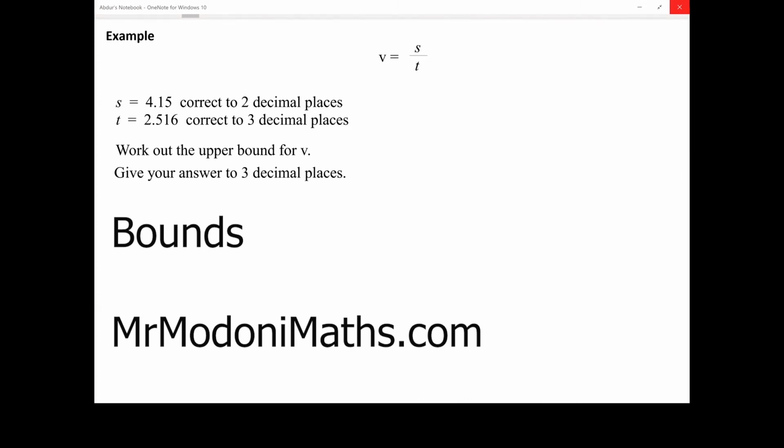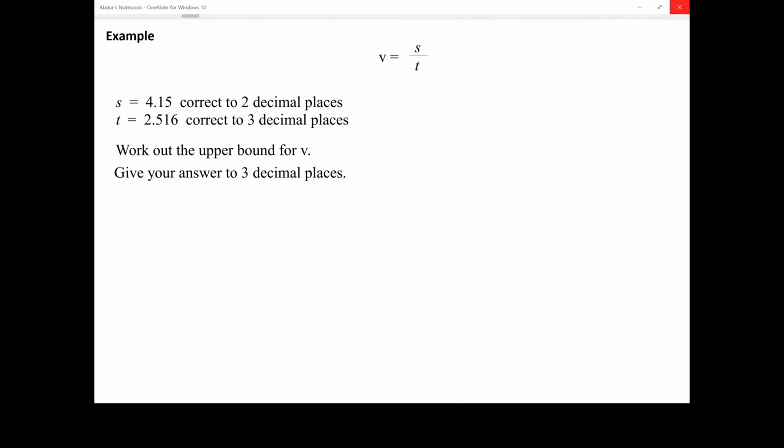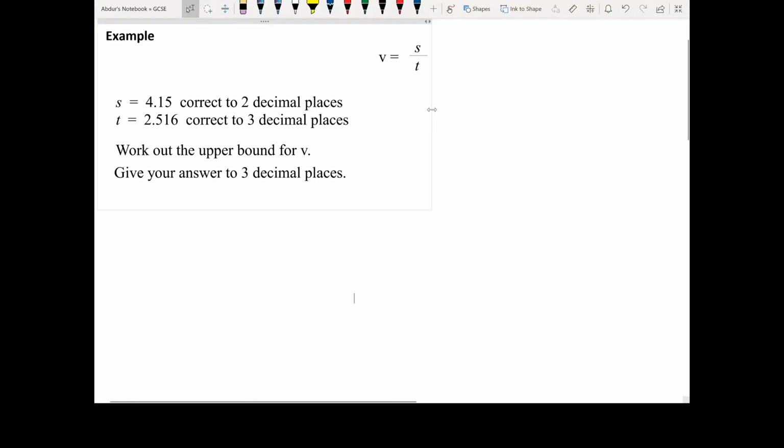So here we're looking at bounds and finding upper bounds and lower bounds of certain values that are given to us. In this example, as you can see here, S is given as 4.15, but it's been rounded to 2 decimal places, and T has been given to 3 decimal places, and that's 2.515.